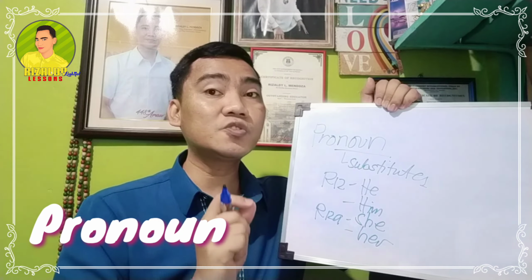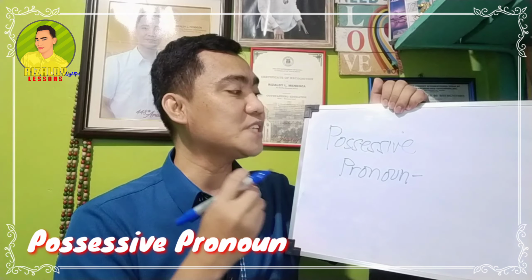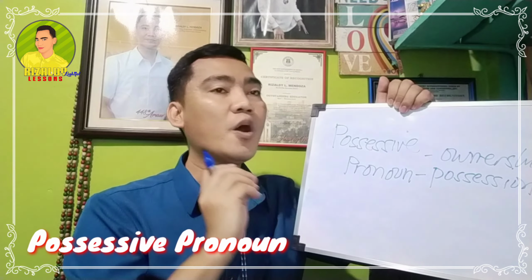So what do we mean when we say possessive pronoun? Do you have an idea? So you have already here the word possessive means possession. So if you possess something, that means you own it. So meaning to say, when we say possessive pronoun, it means that you are giving ownership. So you own something. It's something to do with possession. Alright, so remember that possessive pronoun shows ownership or possession.